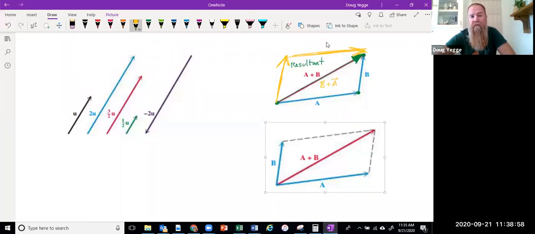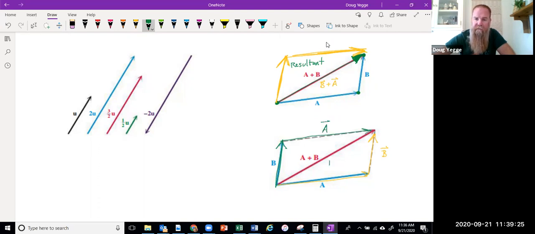This is a demonstration of what we refer to as the parallelogram law. So we could see that if we started by adding vector A plus vector B, where this is vector B, that's going to be the same thing as if I started by taking vector B and adding onto it vector A.